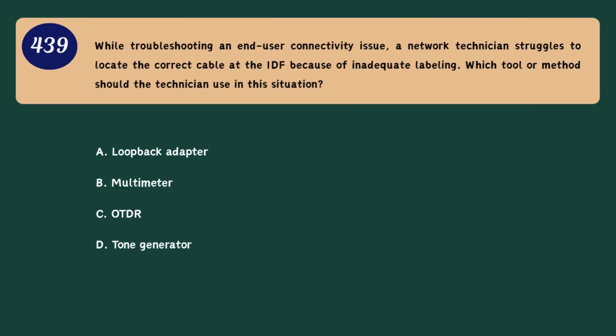Question 439. While troubleshooting an end-user connectivity issue, a network technician struggles to locate the correct cable at the IDF because of inadequate labeling. Which tool or method should the technician use in this situation? A. Loopback adapter. B. Multimeter. C. OTDR. D. Tone generator.